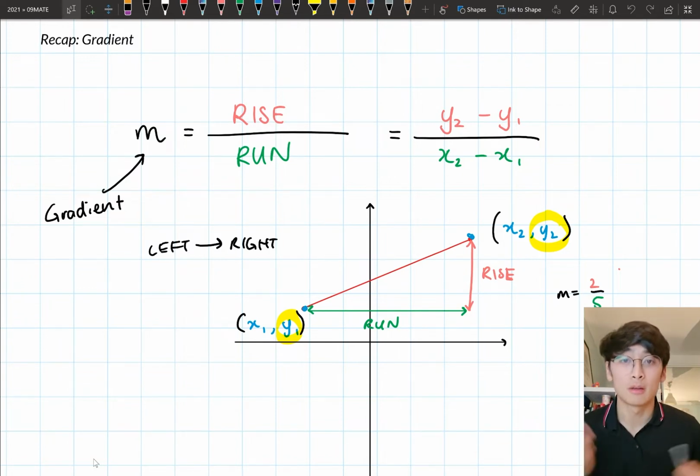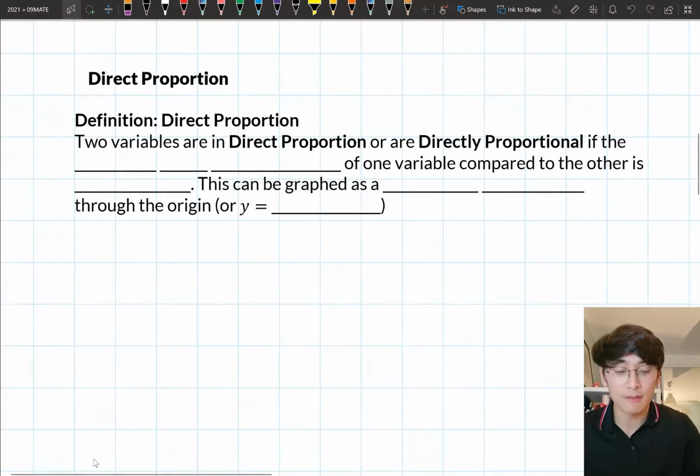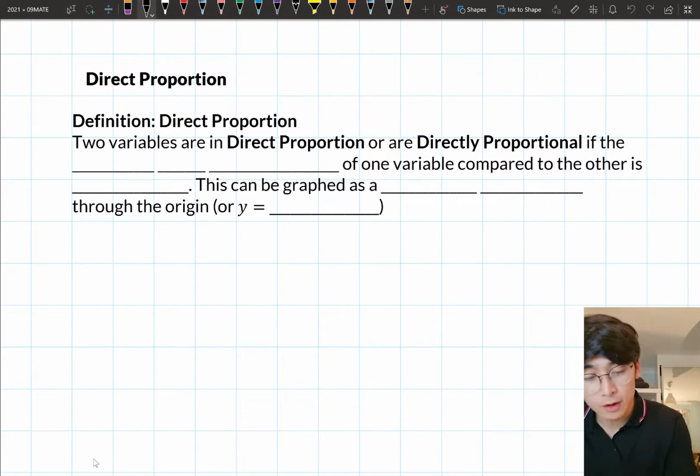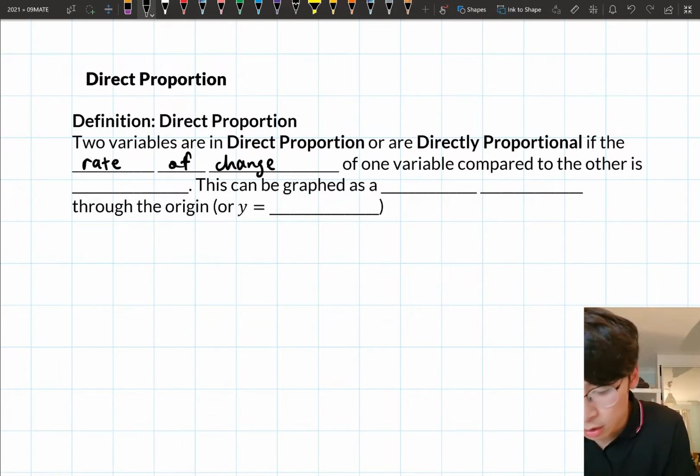So before we continue with this, let's actually talk about what direct proportion is. So here I have a definition. Direct proportion. Two variables are in direct proportion or are directly proportional if the rate of change of one variable compared to the other is constant.